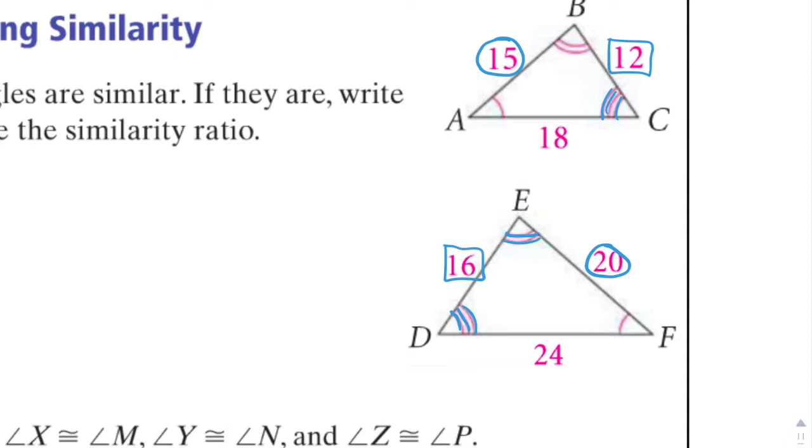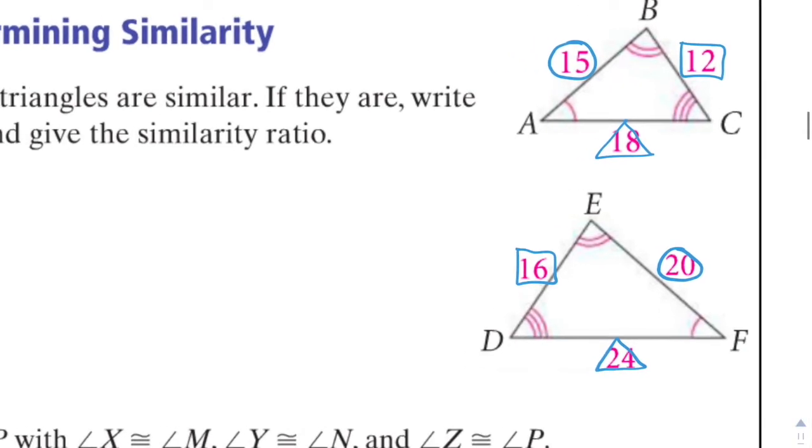And now I'm going to look between the side that has 3 and the side that has 1, and that has 18. Notice it's the last one in both of these, and that's fine. That's supposed to happen. And so when I set up my proportion, I'm going to do the 15, the 12, and the 18.